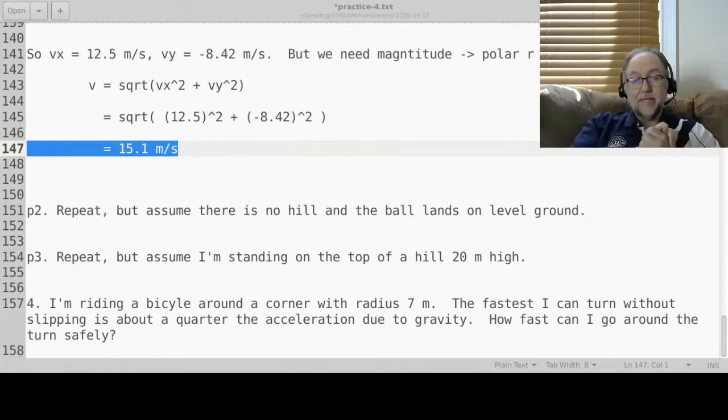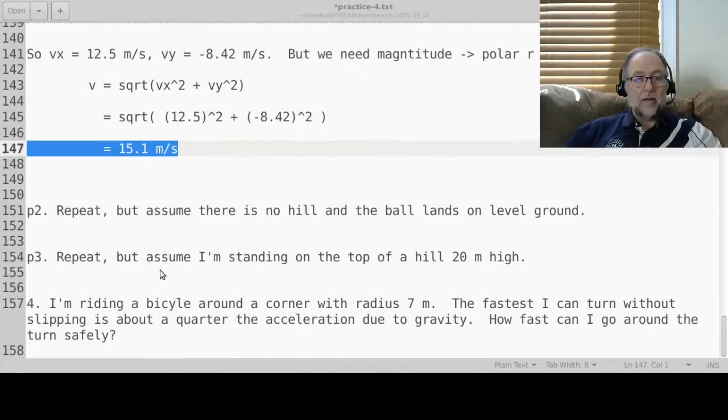Well, repeat it first the way I did it, and just see if you can get the answer right. But also repeat it, but this time instead of a hill, just make sure that the ball lands at ground level. So do the whole thing again, but the ball lands at ground level. And also repeat the whole thing, but this time, rather than you being at the bottom of the hill, you're at the top of the hill, throwing down.